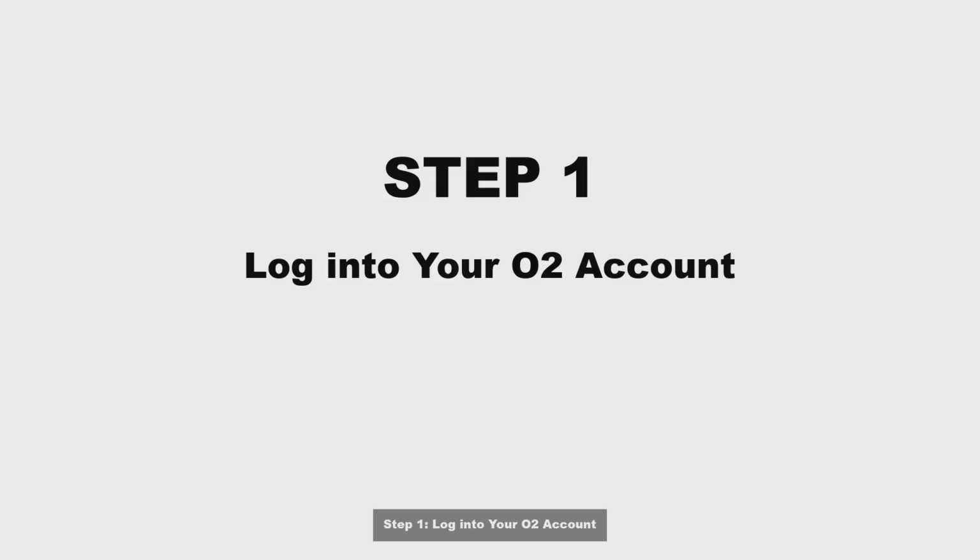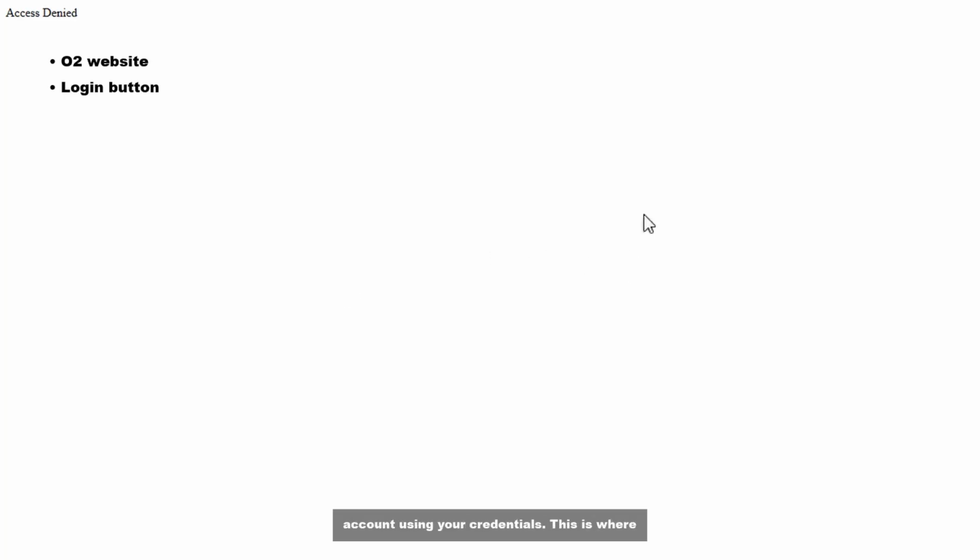Step 1. Log into your O2 account. Visit the O2 website and log into your account using your credentials. This is where you can access all your plan details.